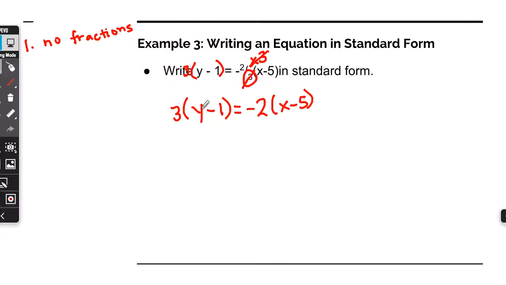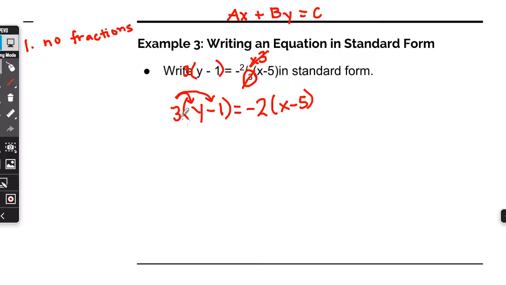Next, we're going to focus on the form. So we want standard form, which looks like this. So key feature, x and y are on the same side, and our constants are on the other. So in order to get there, notice no parentheses, so let's distribute.